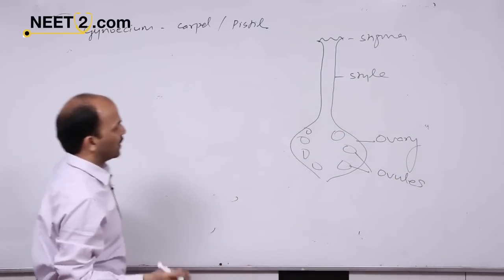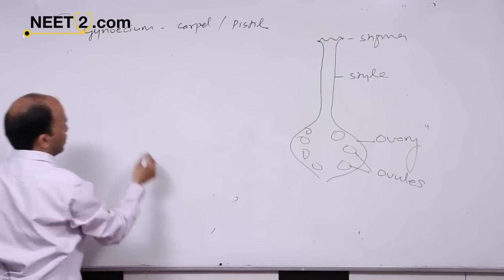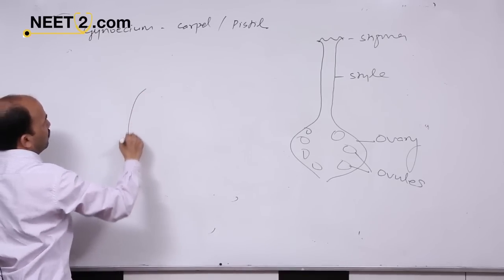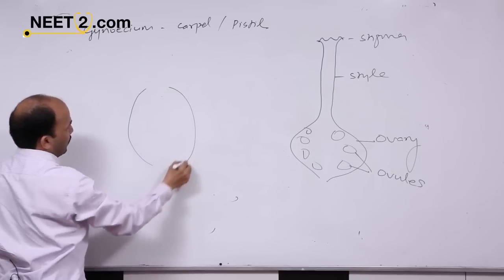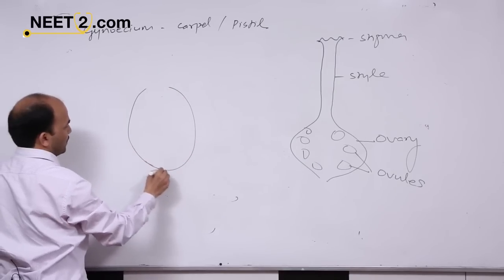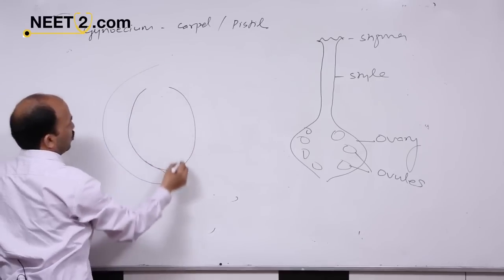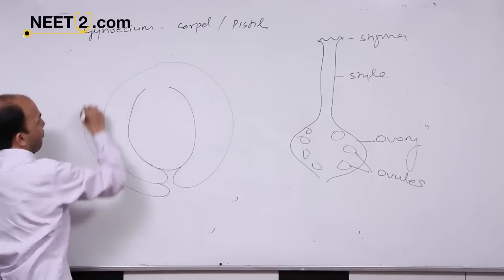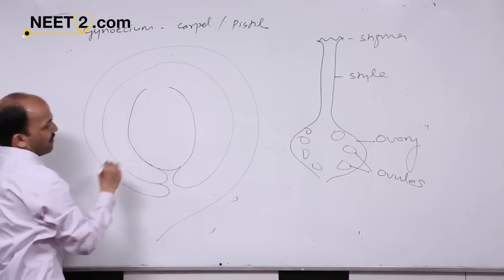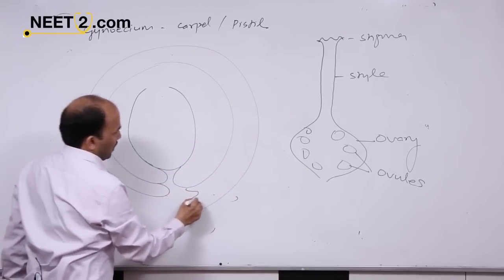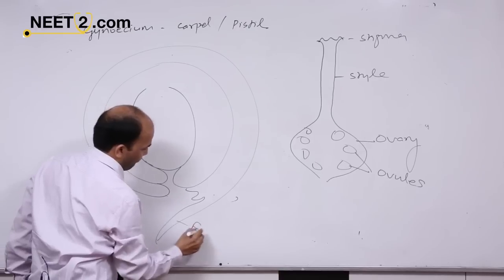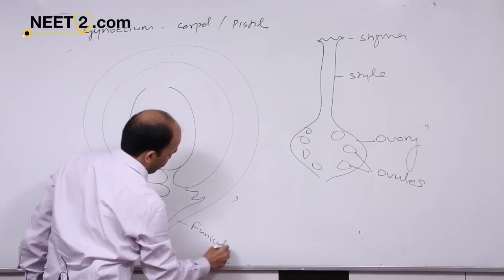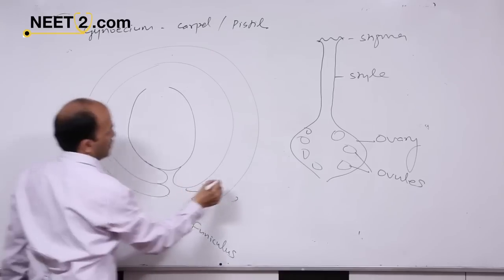Ovule is the fertile part. If we cut its longitudinal section, in case of angiosperms you will find the most common type of ovule is anatropous, that is an inverted ovule, like this. This is the funiculus, by which ovules are attached to the placenta.